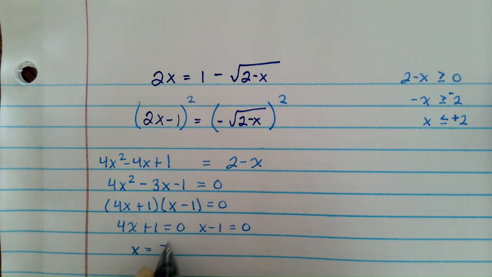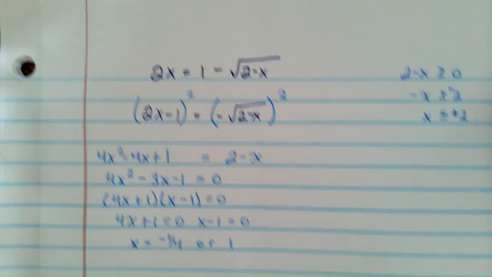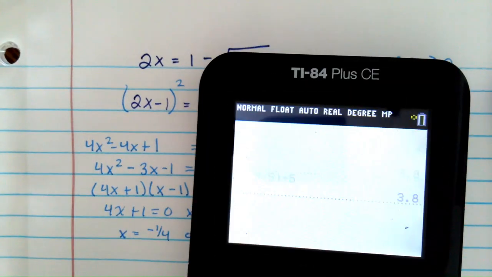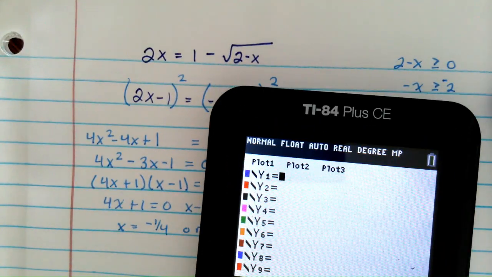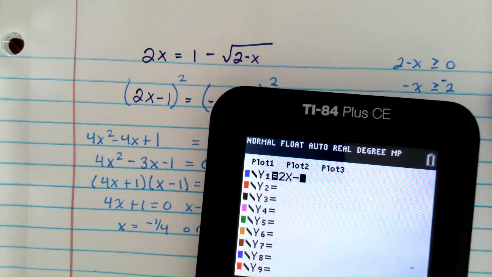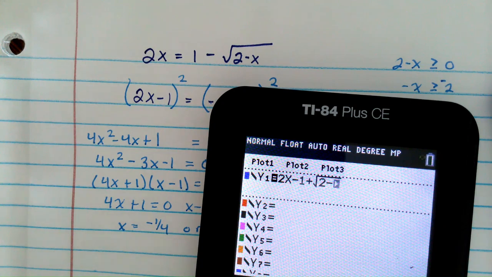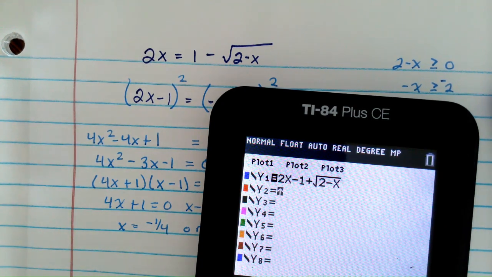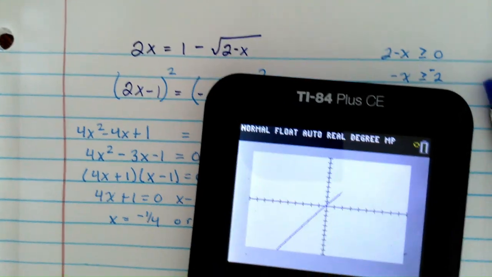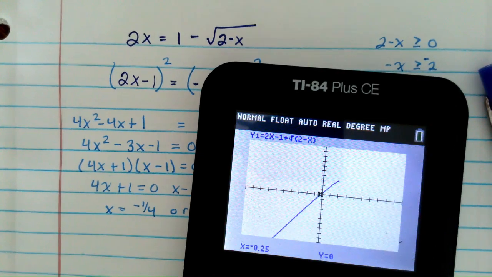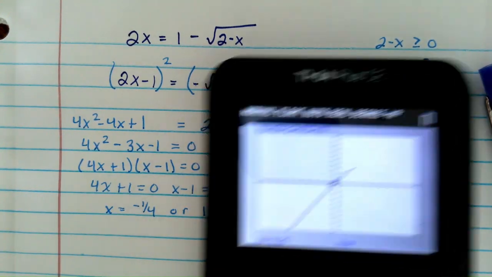So x equals negative 1/4 or positive 1. Well, they both seem to fit in the domain, so let's just go ahead and check. 2x minus 1 plus that square root. Calculate the value. It's going to graph it. Okay, negative 1/4. That works.